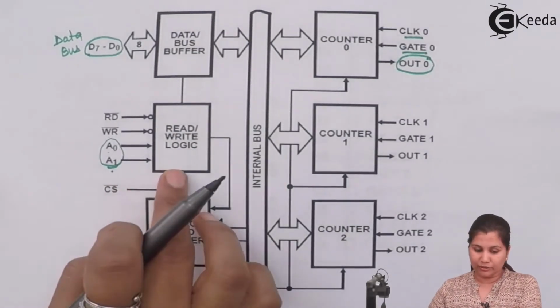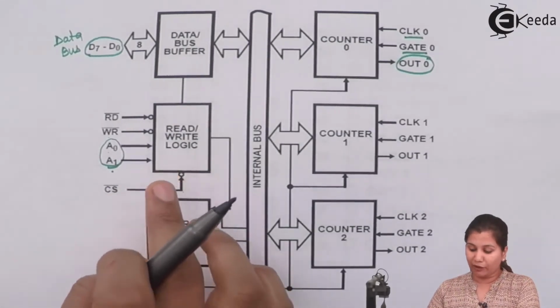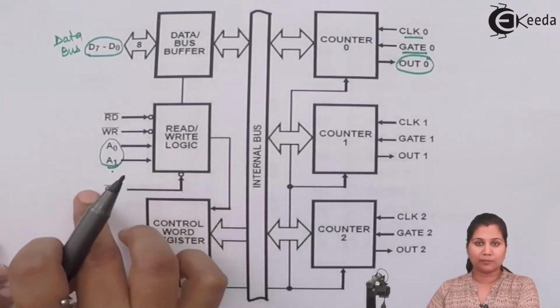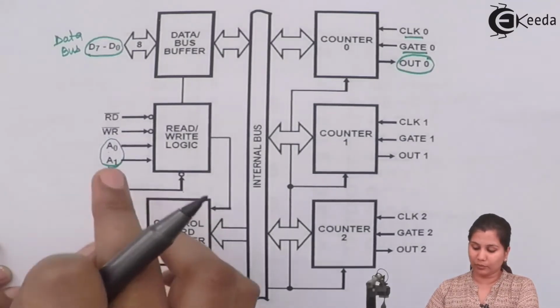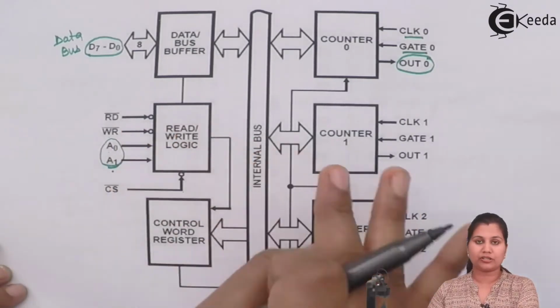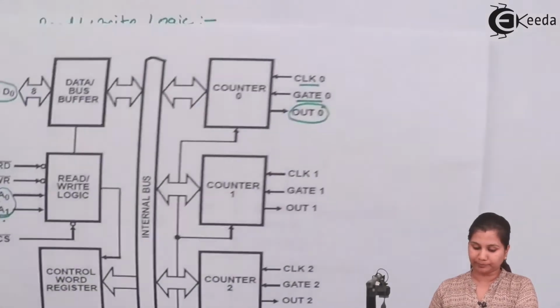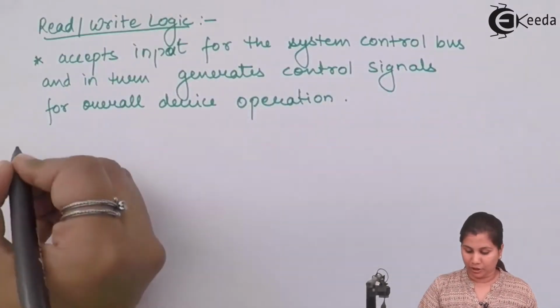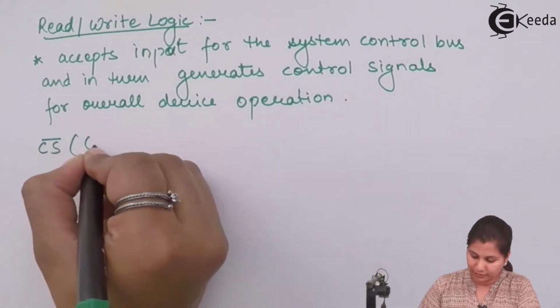So the function of this read and write control logic is decided by the chip select line. If it is enabled, then only this logic will work. If it is disabled, then no operation will occur because the chip is not selected. So the most important signal here is the chip select signal.